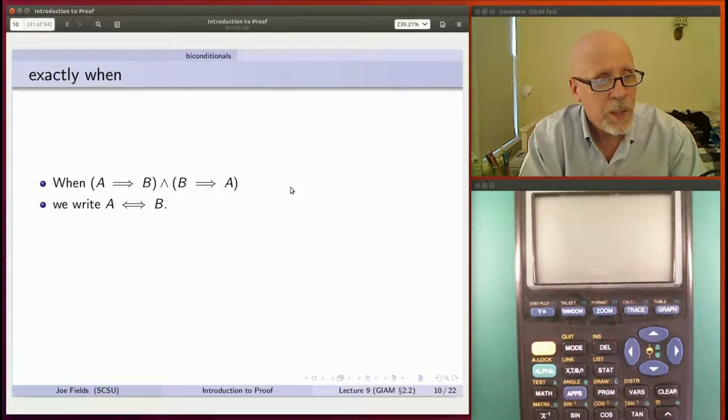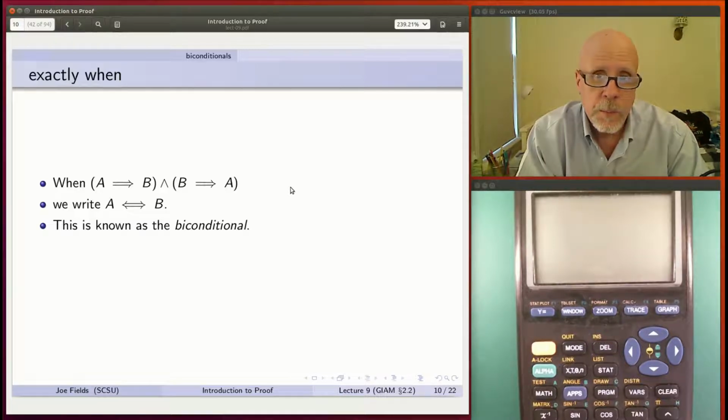But anyway, the two-headed arrow means both that A implies B and B implies A. So the name for that is biconditional. I think that makes sense. It's a conditional that goes bidirectionally.